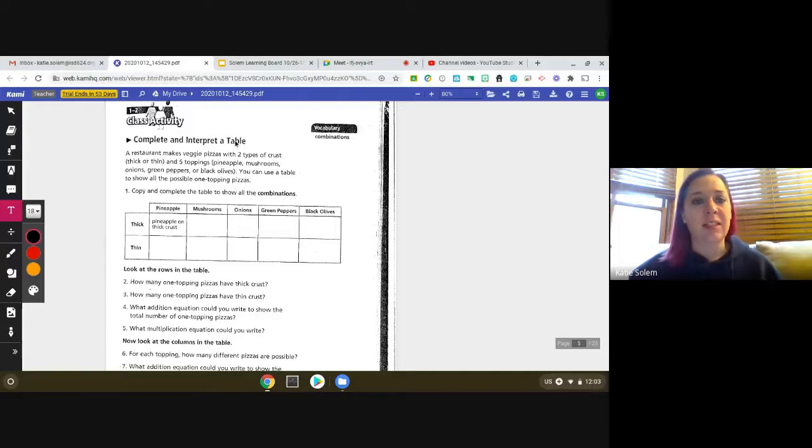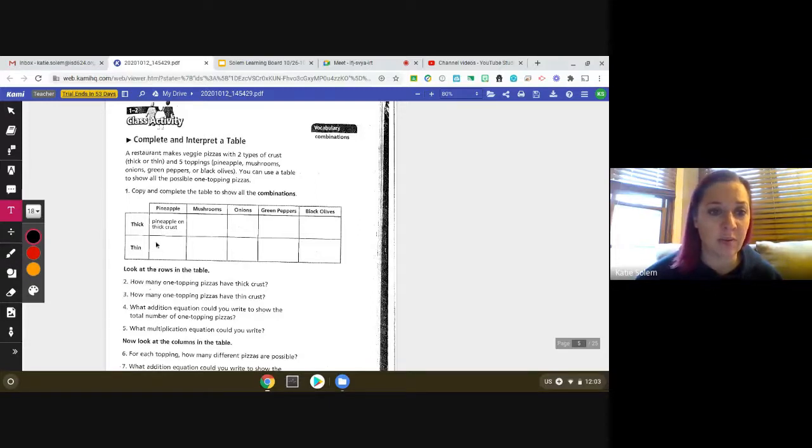On this page, it says, a restaurant makes veggie pizzas with 2 types of crust, thick or thin, and 5 toppings, pineapple, mushrooms, onions, green peppers, or black olives. You can use a table to show all the possible one-topping pizzas. So on this table, there's 2 types of crust, thick and thin. There are 5 possible toppings: pineapple, mushrooms, onions, green peppers, and black olives. So one possibility would be to have a pineapple pizza on thick crust.